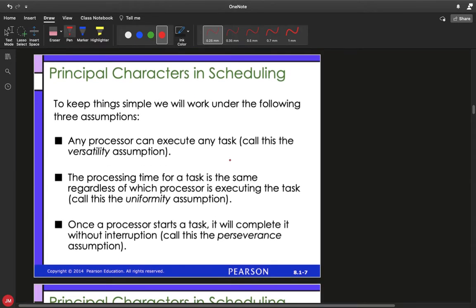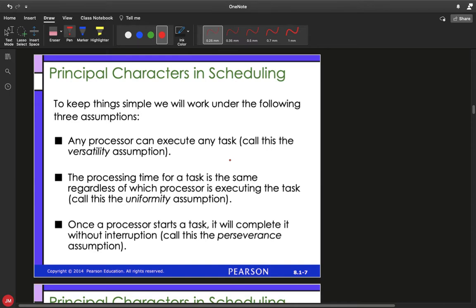And so here are some assumptions that we're going to make. These are key assumptions. Obviously, this does not always happen in the real world, but in order for all of the math that we're going to look at to make sense, we're going to have to assume these 3 things. The first is that any processor can execute any task. We call this the versatility assumption, meaning that basically anyone can do anything. There is no specialization. Every task can be processed by any processor at an equal rate.